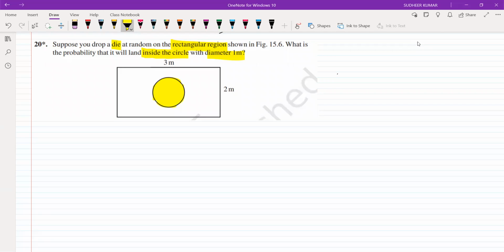That means the inner surface area of the circle. And what about the rectangle part? That is the area of the rectangle. Total number of possibilities is the area of the rectangle. Favorable outcomes are the area of the circle. That's it. If you understood this concept, it's over.